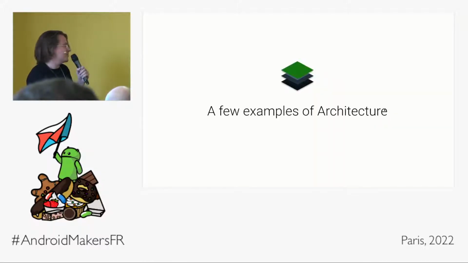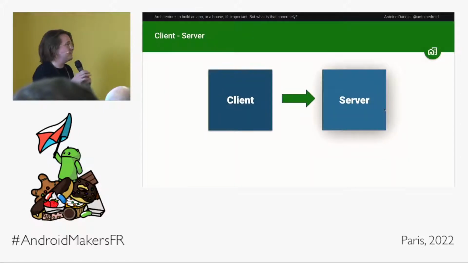So yeah, now a few examples of architectures. The first one is one of the simplest. It's a client-server architecture. So it's just a client, that can be a software or anything, talking to a server. The client is dealing with the UI, and the server with the data, and the server is just sending the data to the client, and the client just deals with it.